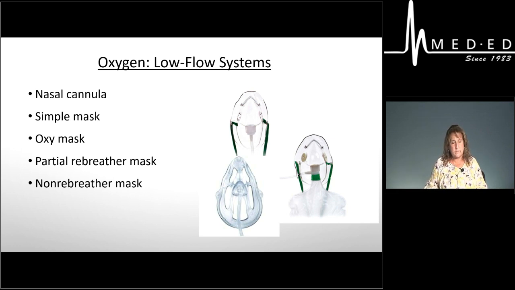The partial rebreather is not often used, but it can deliver 40 to 80% oxygen at a flow rate between 6 and 10 liters per minute. The non-rebreather is probably your go-to choice for acute situations, and that is the one on the right side of your picture. You can see that there's an oxygen bag there. If you're going to use that mask, you can deliver from 80 to 100% oxygen, and your flow rate should be high enough to cause that bag to stay inflated.